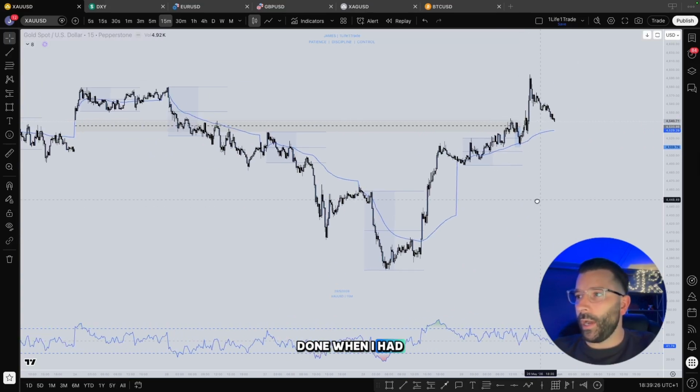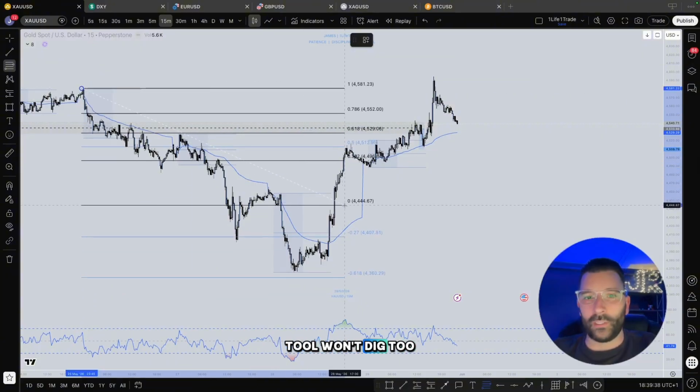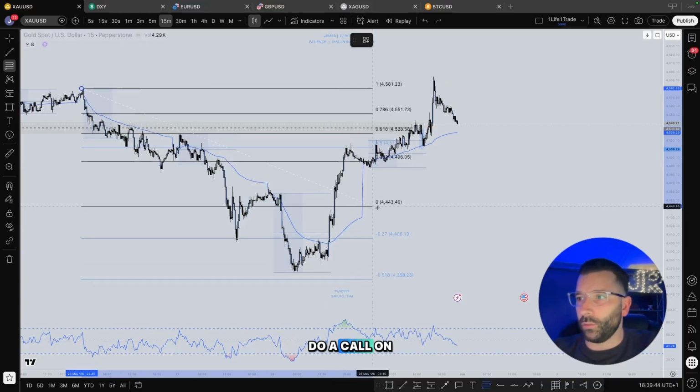And then what I did when I had that marked out, I got the fib on it. I just thought, oh, I wonder where that is with the Fibonacci tool. Don't know if anyone's used this yet. It's a very good tool. Won't dig too much into it because it's not complex or nothing, but it's just another whole call. Maybe I'll do a call on that.